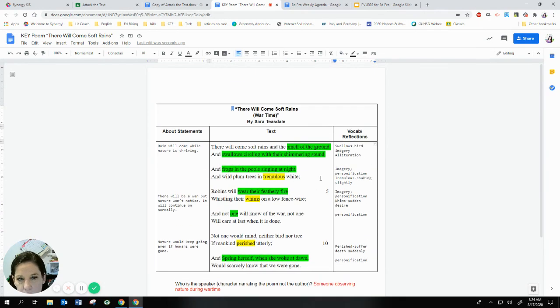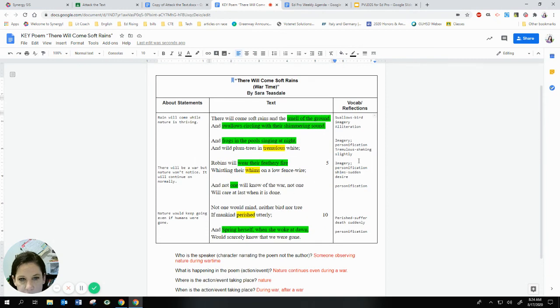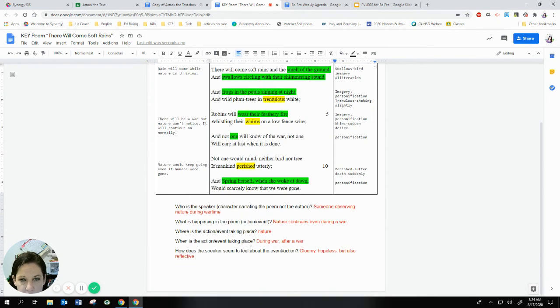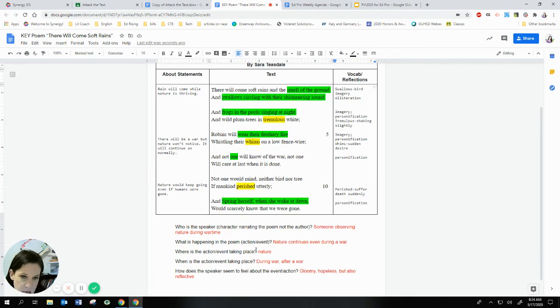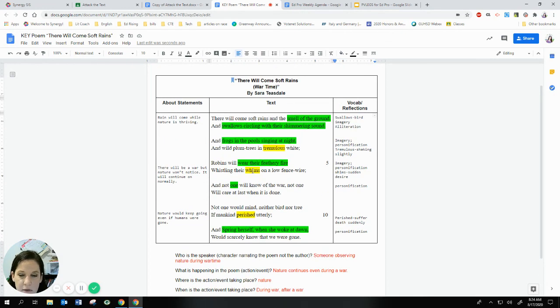Okay, so we have identified our literary terms. We've answered the questions. We are done with attacking the poetry text. Again, make sure that you have all of this in your own copy. Make sure that you've typed everything. If you need to pause the video, you can.